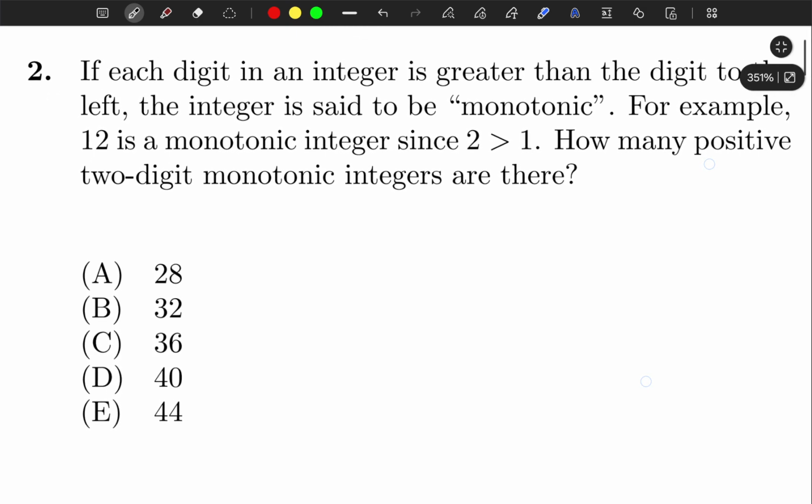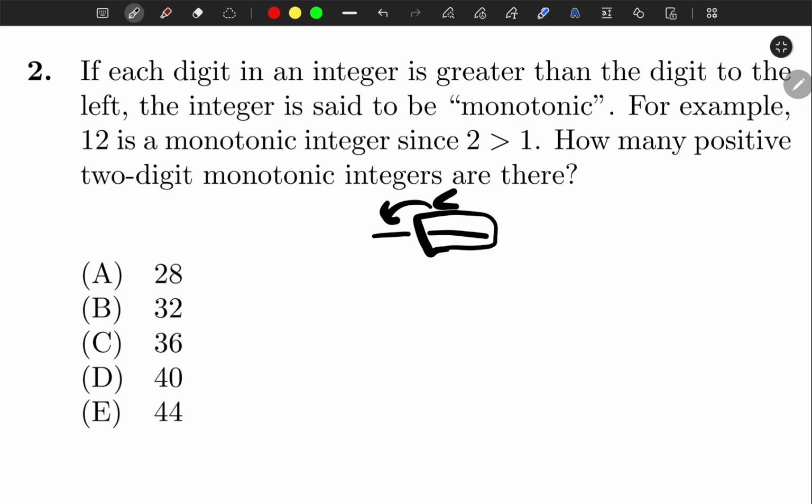Let's look at this problem. Okay, so in this question, what they're saying is, if each digit in an integer is greater than the digit to the left. If we have a digit on the right side, whatever digit we have here, it should be greater than the digit on the left. So now they're saying this whole integer is going to be called monotonic if this statement holds true.